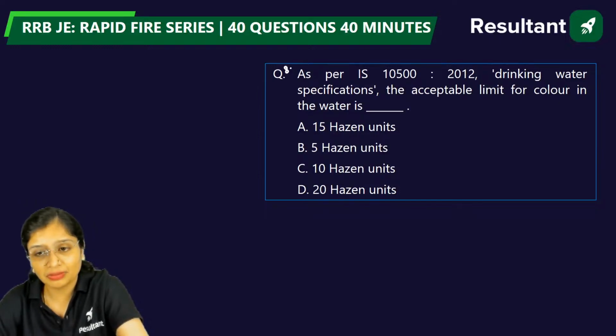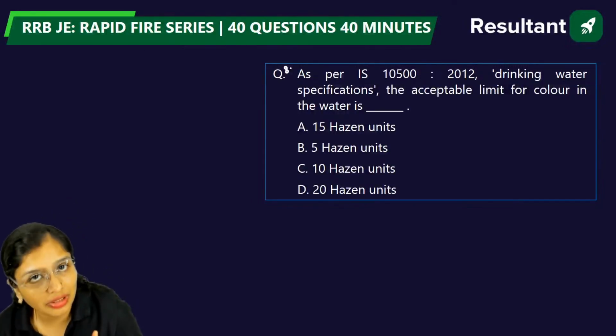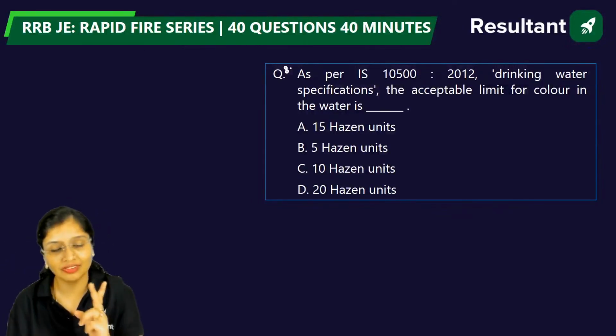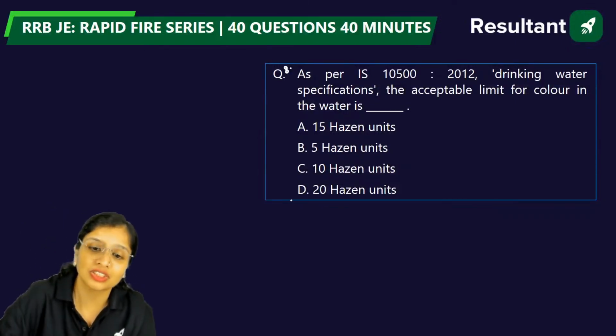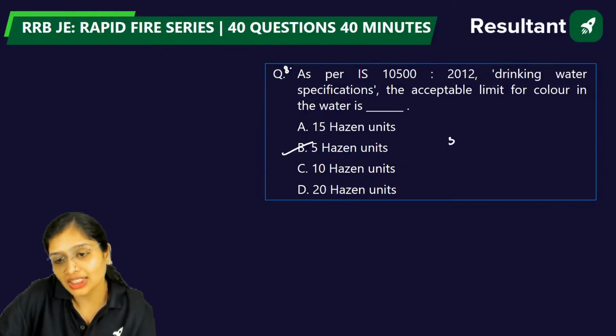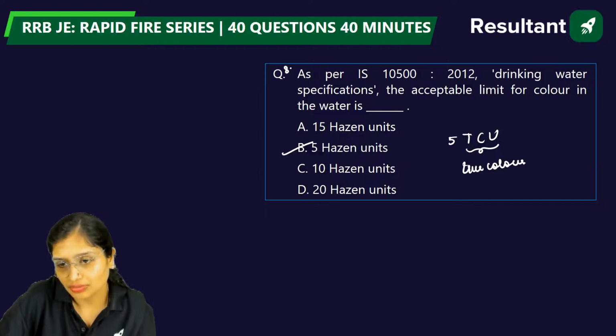What is the acceptable limit? Acceptable limit for color. So actually there are two limits. One is your acceptable limit, other one is your cause for rejection limit. So acceptable limit for color is 5 Hazen, or you call it as 5 TCU also. TCU stands for true color unit.